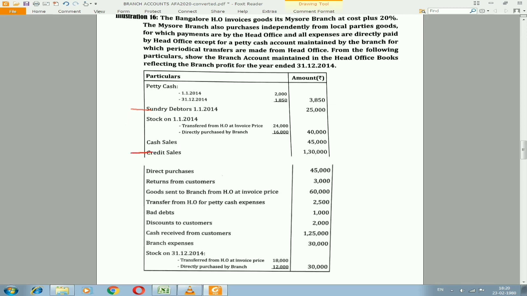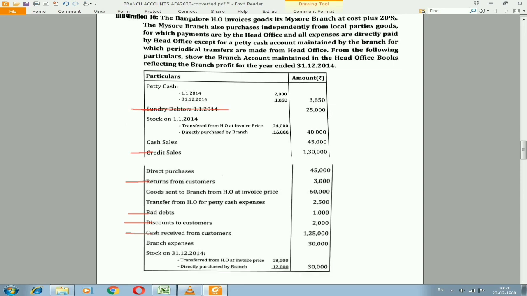Next we have stock. Cash sales will not come, credit sales will come under that, direct purchase will not come, returns from customers, that is nothing but sales return, that will come under that. Goods sent to branch will not come, transfer from head office will not come. Bad debts is related to debtors, it will come. Discount to customers, that is nothing but discount allowed, will also come under that. Cash received from customers: remember, cash received from debtors or cash received from customers are the same, that will also come under the memorandum of debtors account. Apart from that, we don't have any other information to record under it.